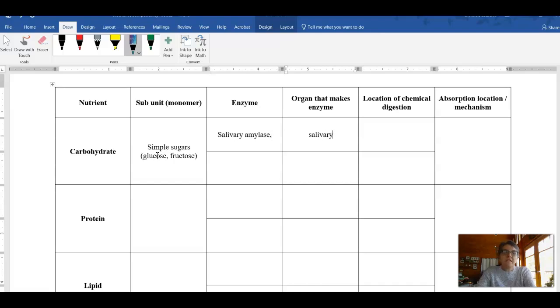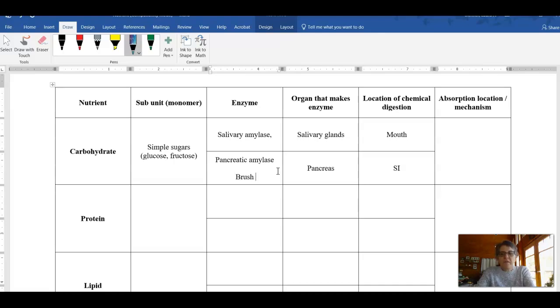The salivary glands make it. This works in the mouth. We had pancreatic amylase coming off the pancreas. It works in the small intestine.